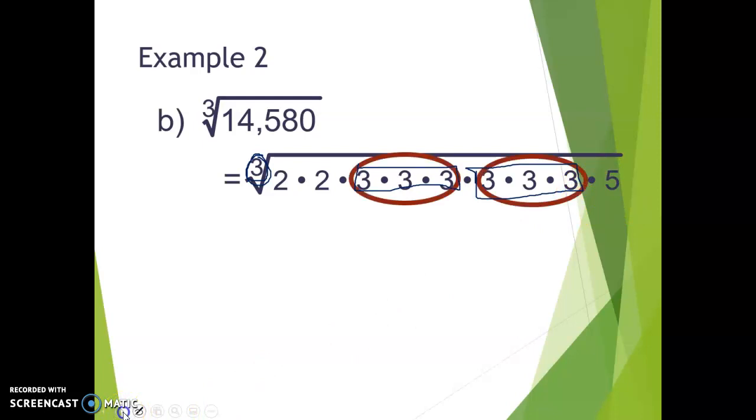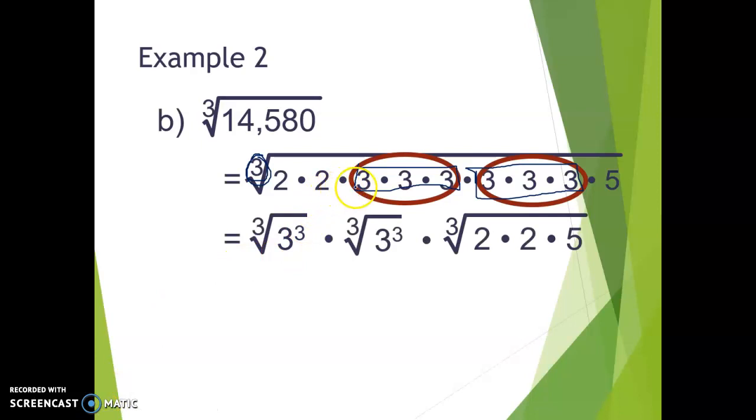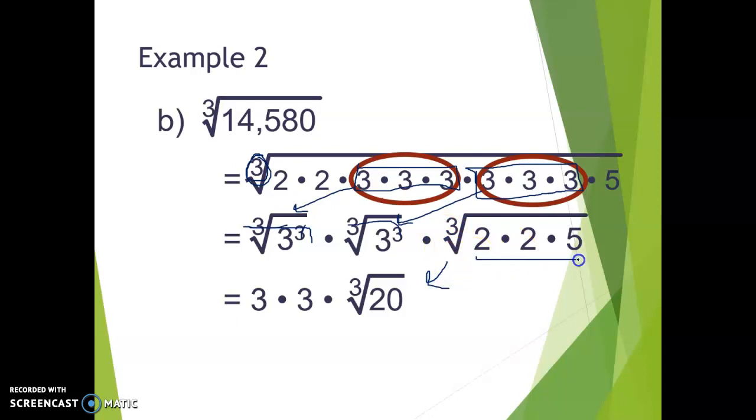And we're going to split apart our radical and rewrite this as cubed root of 3 cubed, cubed root of 3 cubed, and then the cubed root of our leftovers, which in this case is 2 times 2 times 5. We know the cubed root and the cubed exponent cancel each other out, so we're left with 3 times 3 times the cubed root of 2 times 2 times 5, which is 20. We multiplied what was inside the radical symbol and put that here. Now we need to multiply what's outside the radical symbol, so we end up with 9 times the cubed root of 20, or 9 cubed root of 20.